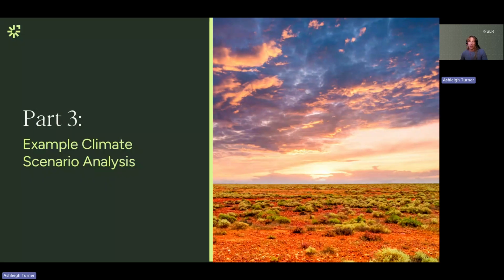So now we've got all that background. I want to take you through how we actually approach it and show what it looks like in practice, including an example of a risk assessment output.